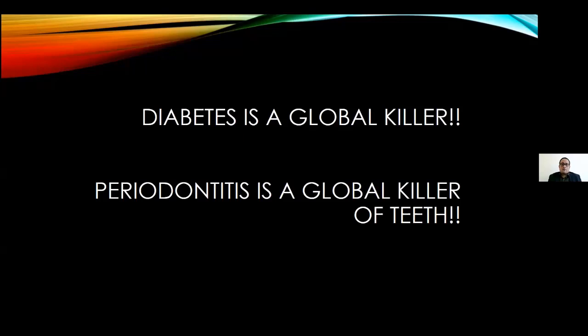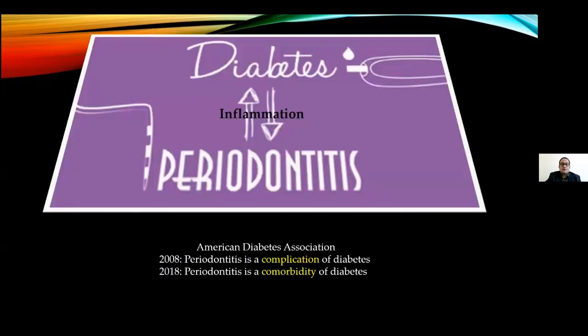And needless to say, periodontitis is a global killer of teeth. This is based upon the data we have from the Global Burden of Disease, which claims that at least 2 out of 5 individuals globally are afflicted with some sort of gum or periodontal disease. So this actually makes it very imperative that we recognize, especially from the point of view of the medical fraternity, that periodontitis and diabetes are interlinked.